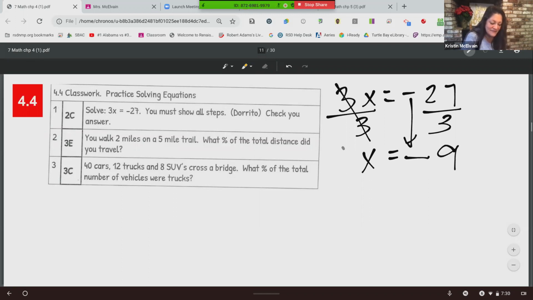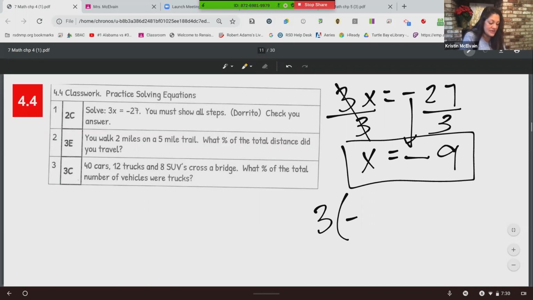So it's negative 9. The way that you check your answer is to simply plug it in. 3 times negative 9 is negative 27. So yes, it checks out. Number 1.